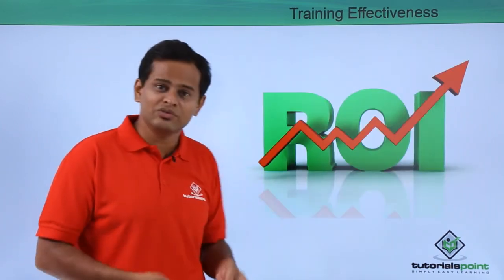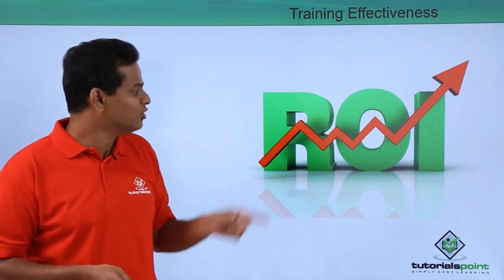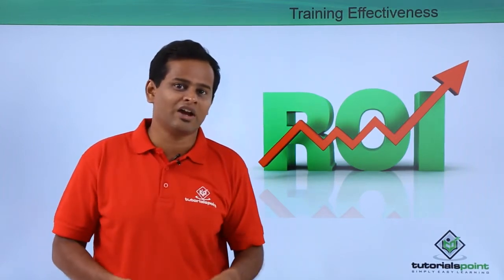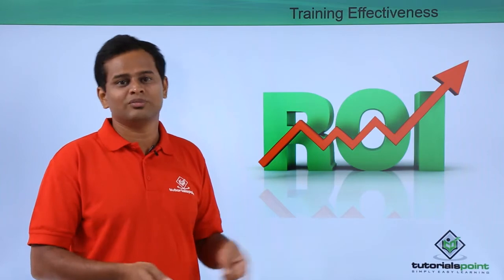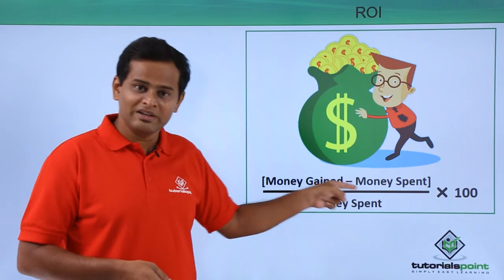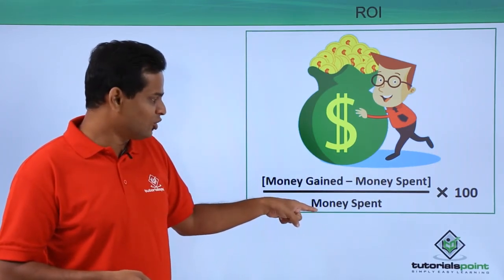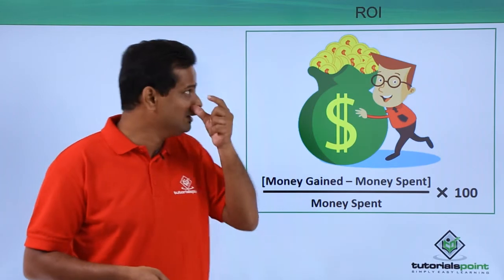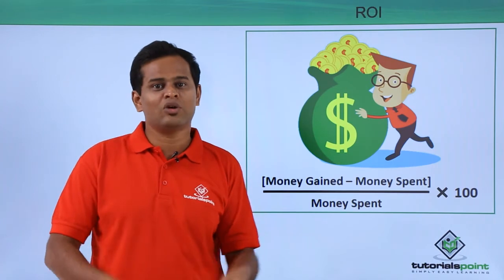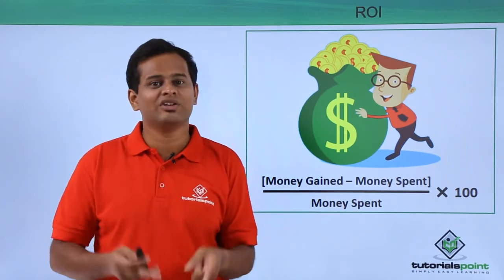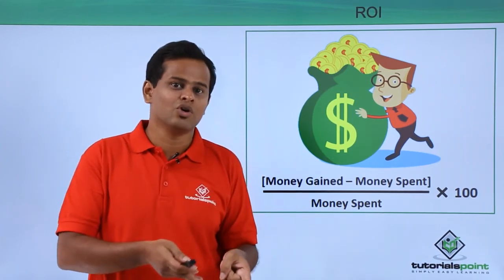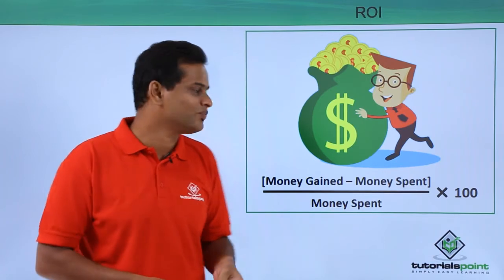When we talk about effectiveness of any training, we need to be making sure the return on investment is going to be coming within a specified time frame. What I mean by return on investment is money gained minus money spent, in the denominator money spent, into 100, this gives a return on investment. This has to be a positive value. Then only whatever the training that has been given, it makes really a lot of sense for this organization and also for the particular person whom we are going to be training.